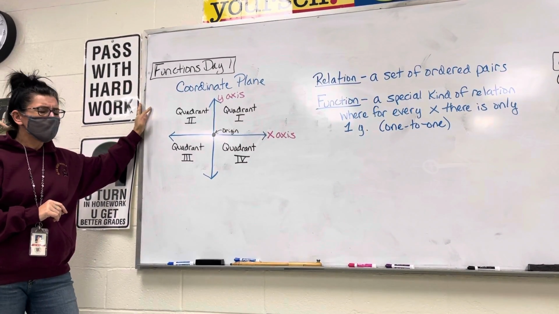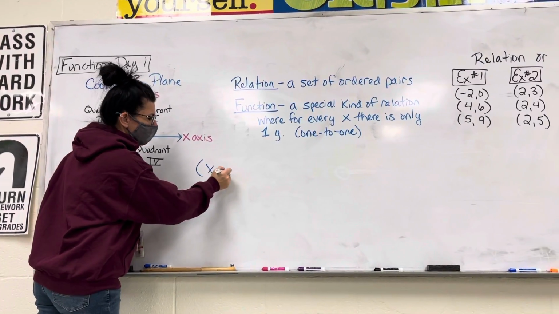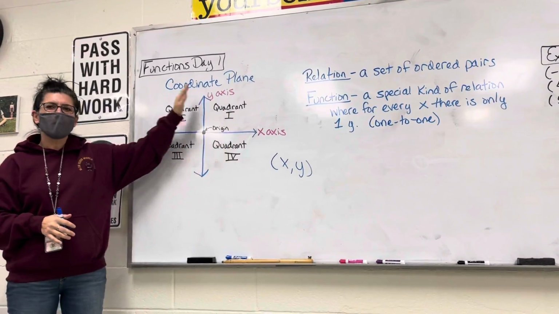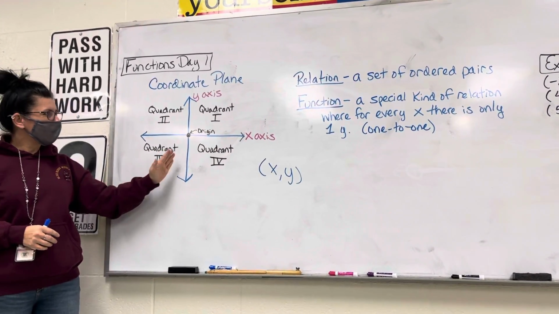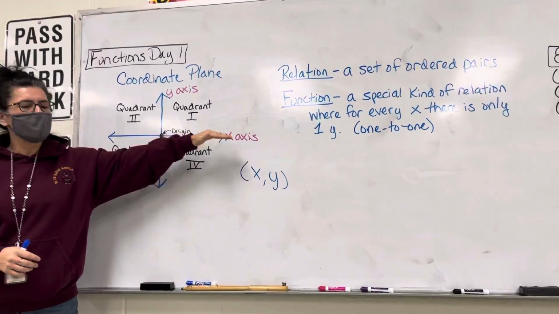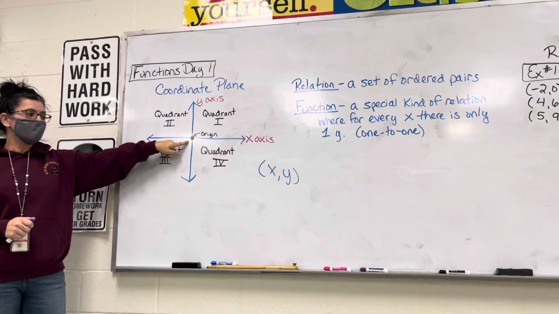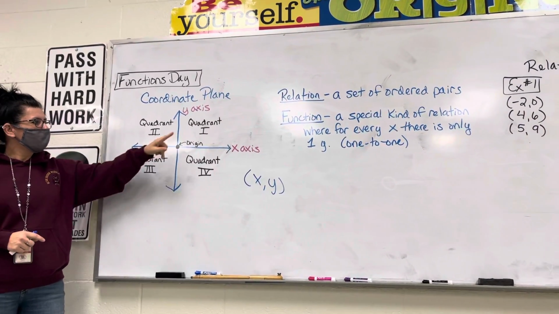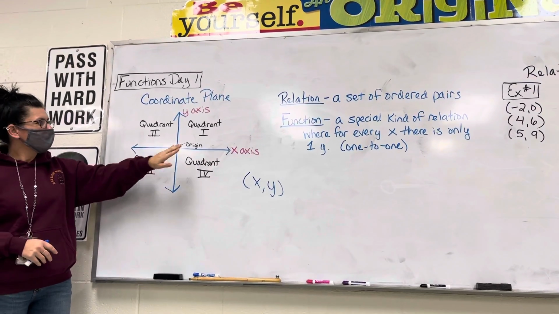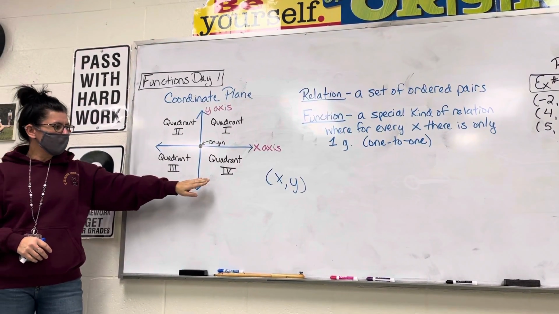So the coordinate plane is used to plot points that look like this, x, y. And when you plot those points, you have to be aware of the different parts of the coordinate plane. So we have the y-axis that goes up and down, it's vertical. We have the x-axis that goes side to side. The origin is where those two axes meet at the very middle. And then the four quadrants are labeled in a counterclockwise rotation. This is quadrant 1, quadrant 2, quadrant 3, and quadrant 4.